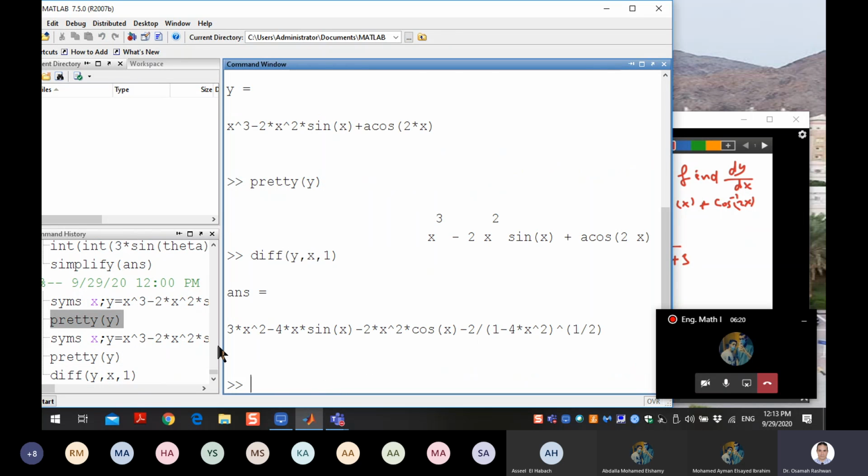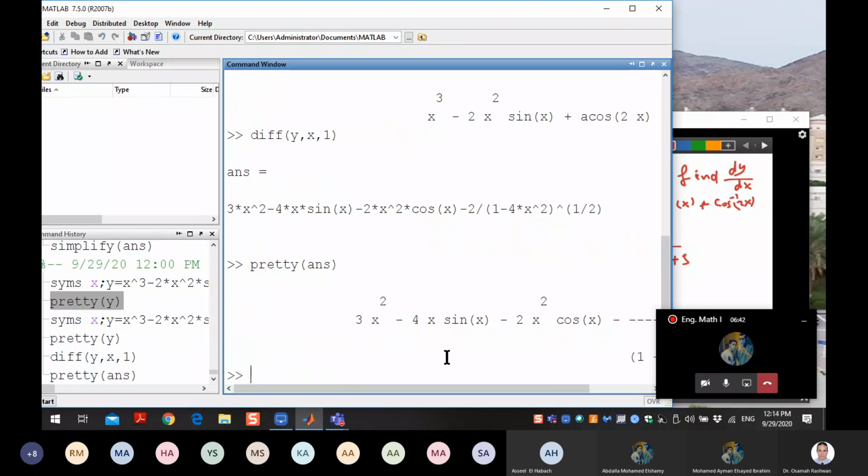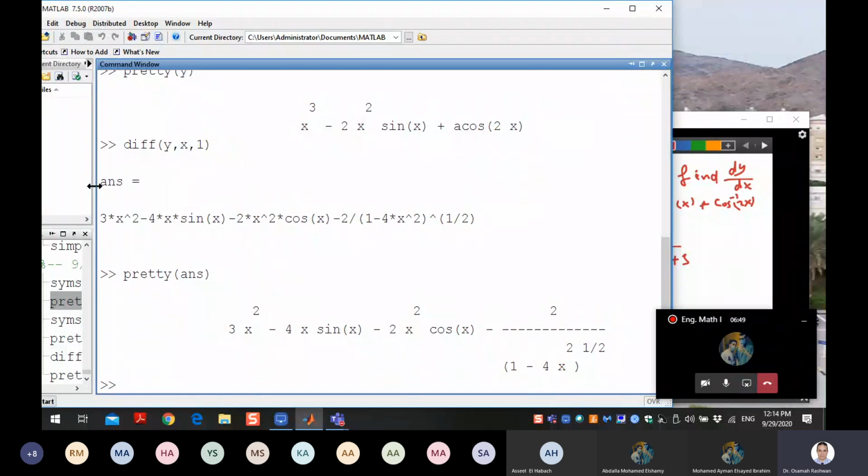I would like to call this one instead of the differentiation and just make pretty. Pretty for the last name. What's my last name? It is ans. So I have to make pretty for ans. Last time I did pretty for y because this was the last name of the answer. Oh, okay. Now this is a derivative. Yes, here is the differentiation.